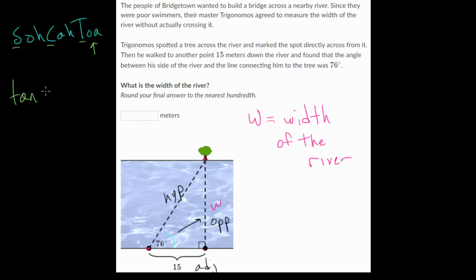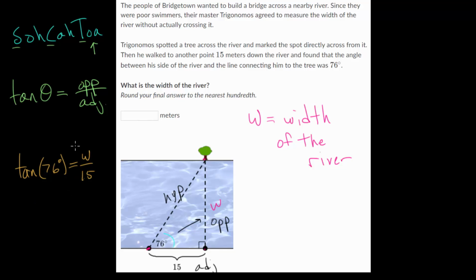Since in general, the tangent of some angle, we'll call it theta, is equal to the ratio of the opposite side divided by the adjacent side. So we can set up our relationship here by plugging in our specific numbers and our variable w. So we can say that the tangent of our angle, 76 degrees, is equal to the opposite side, which is w, that's the thing we're trying to find, divided by the adjacent side, which we know is 15. And at this point, we just have an equation involving w that we can solve for.